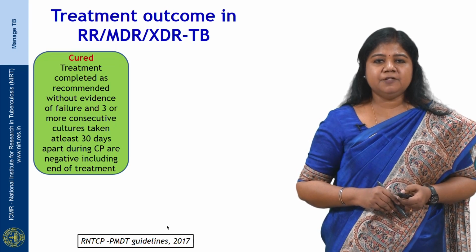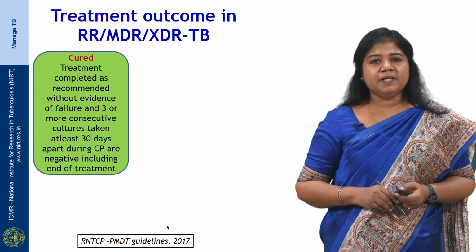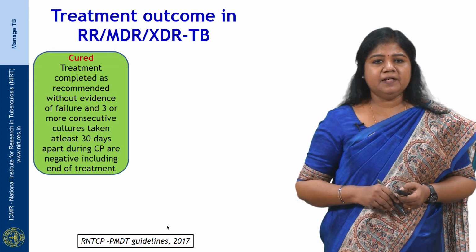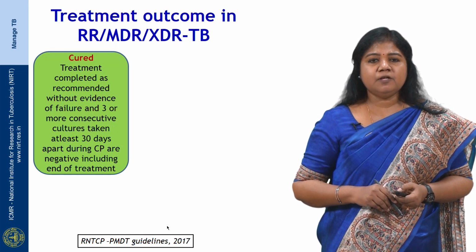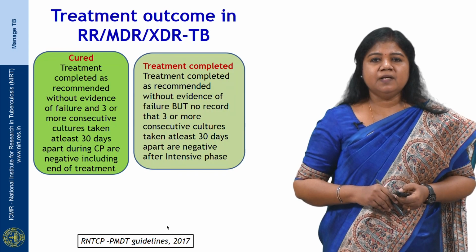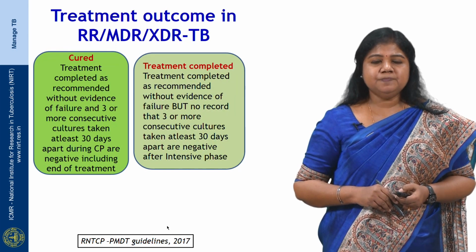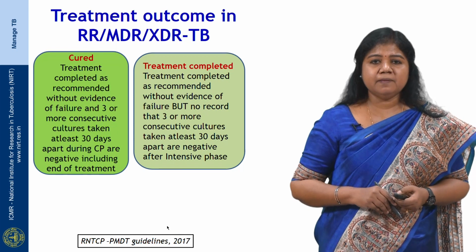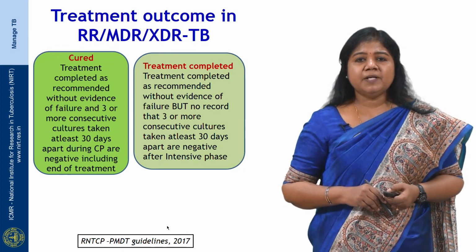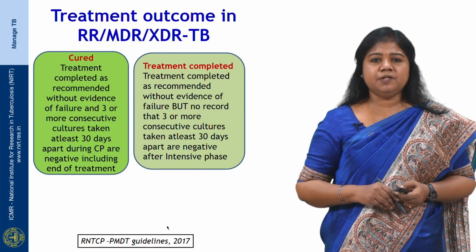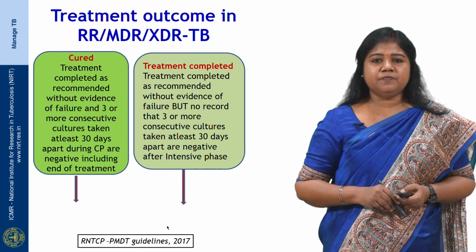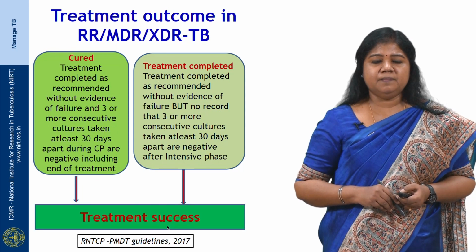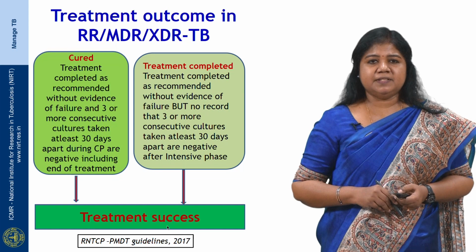A patient is declared cured if he completes treatment as recommended without evidence of failure and 3 or more consecutive cultures taken at least 30 days apart during continuation phase are negative, including the one at the end of treatment. Treatment completed refers to completion of treatment as recommended without evidence of failure, but no record that 3 or more consecutive cultures taken 30 days apart are negative after the intensive phase. So, both cured and treatment completed constitute treatment success.